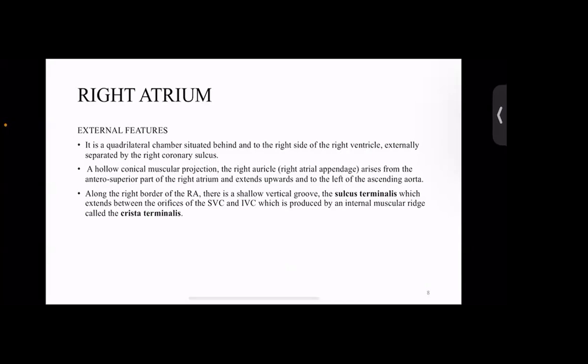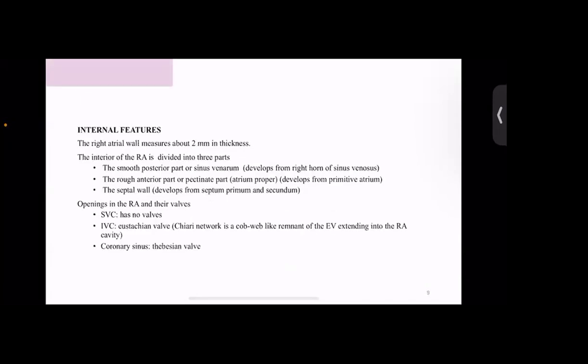Along the right border of the right atrium, there is a shallow vertical groove, which we call the sulcus terminalis. It extends between the orifices of the superior vena cava and the inferior vena cava, and is produced by an internal muscular ridge called the crista terminalis.